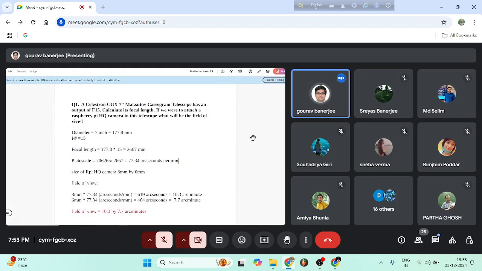seconds. And we usually want to specify field of view in arc minutes. It's just a quirk of astronomy. We want to specify resolution in arc seconds, and usually people want to specify field of view in arc minutes. So 619 arc seconds becomes 10.3 arc minutes. Same for the shorter side of the sensor. It's a 6 millimeter sensor, so it comes to around 7.7 arc minutes. Okay, so this is problem one solved.